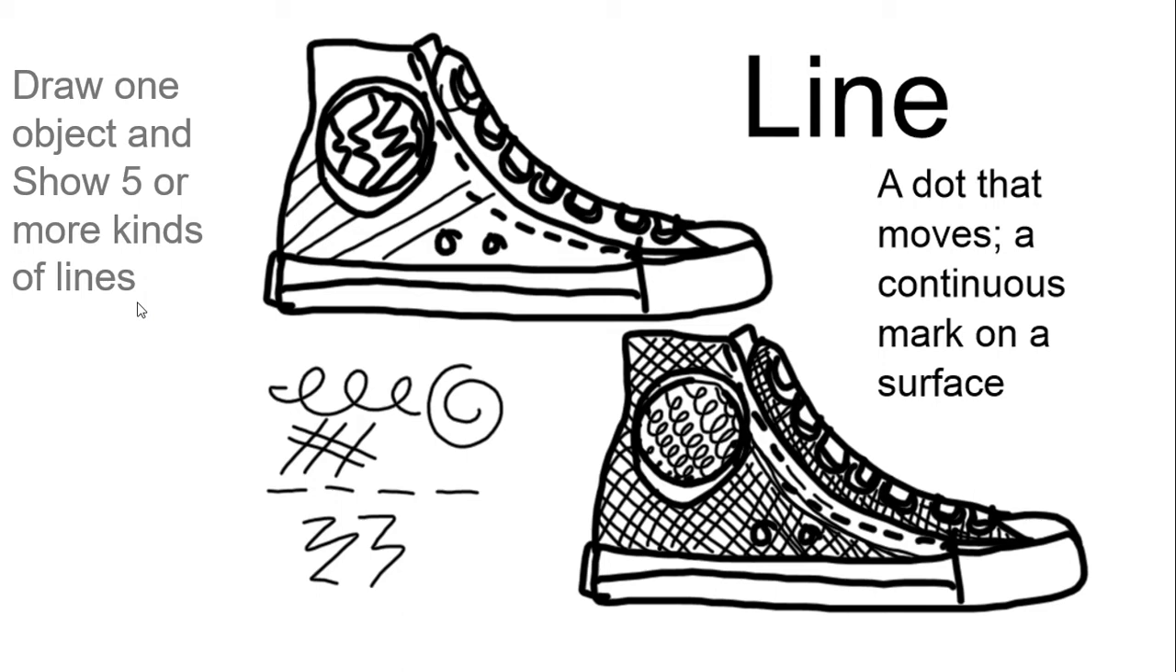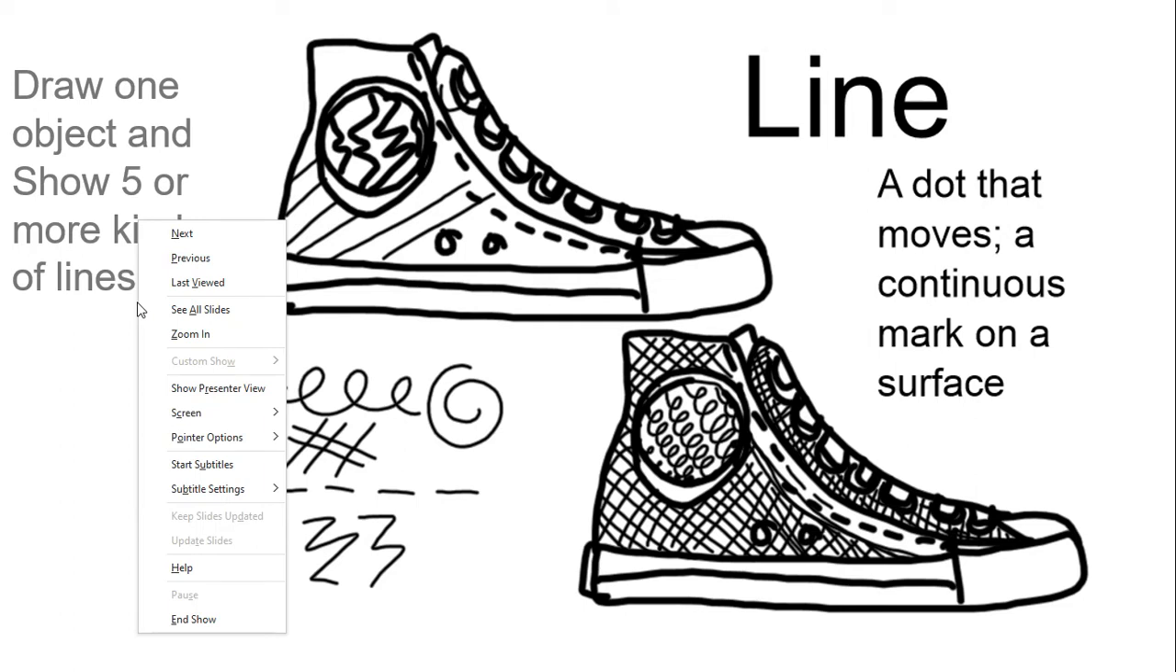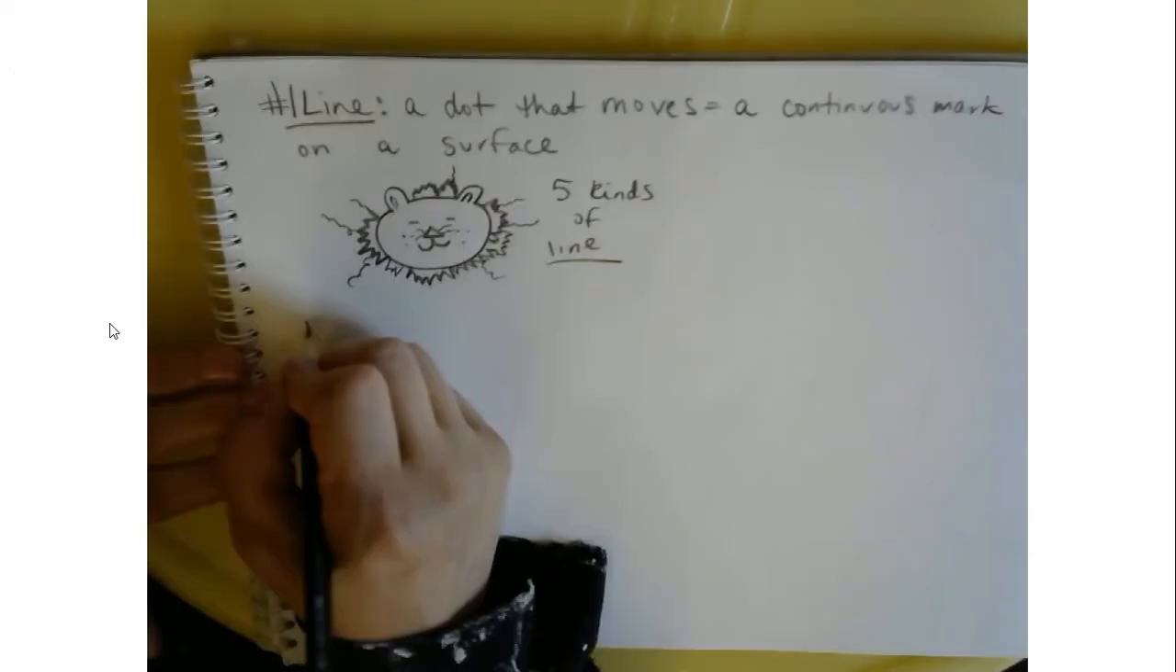They could be squiggly lines, swirly lines, cross-hatched lines, dashed or jagged. However you want to create those lines, they just need to be 5 different kinds. Here is my example that I drew. There's my definition. There's my little lion down there. He's got many different kinds of line in there, so at least 5 kinds.